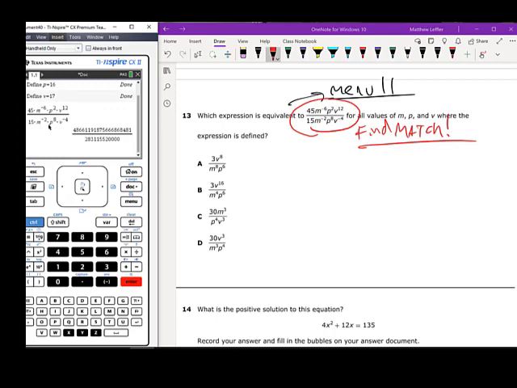Okay, so that huge fraction, one of those answer choices will get you the match. A, B, C, or D.